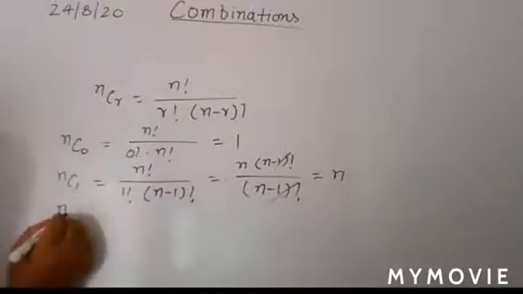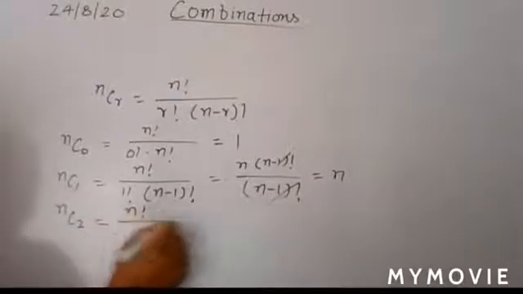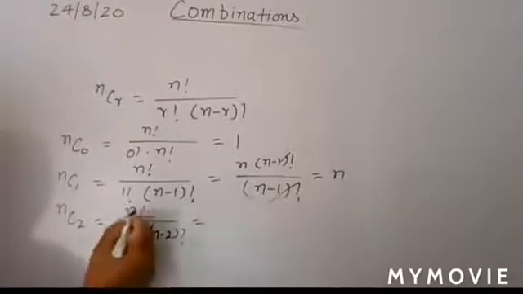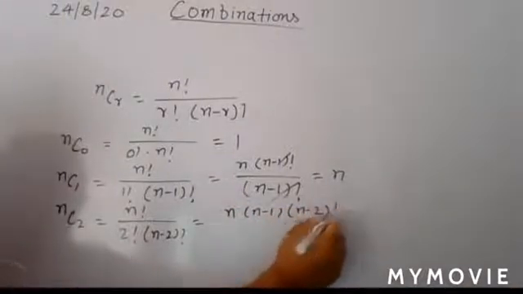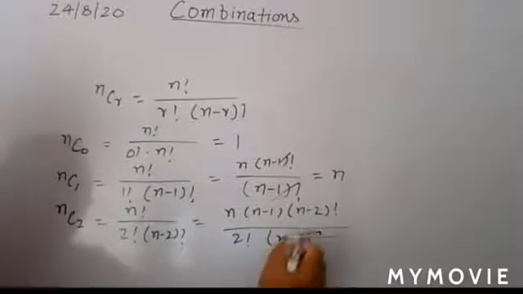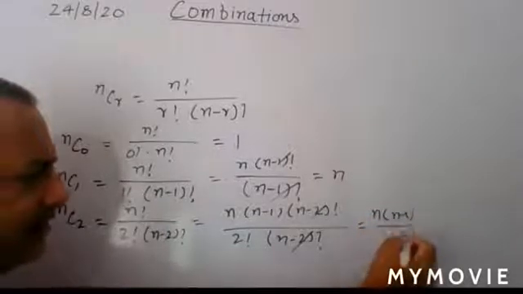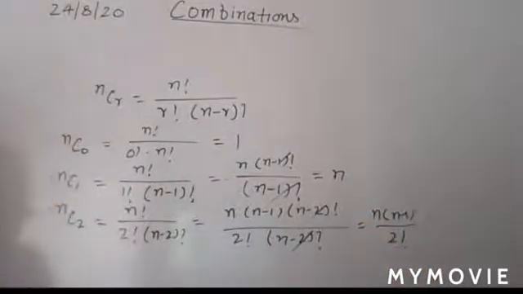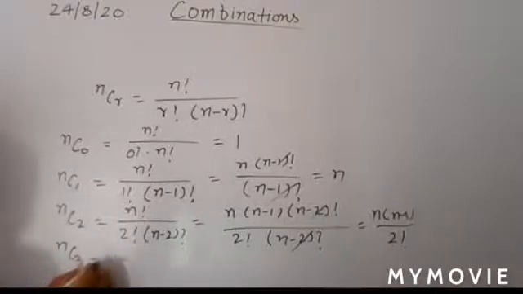In the same way, see nC2. nC2 is factorial n upon 2 factorial into n minus 2 factorial. Expand it: n into n minus 1 into n minus 2 factorial, divided by 2 factorial into n minus 2 factorial. That cancels out, and your result is n into n minus 1 divided by 2 factorial.